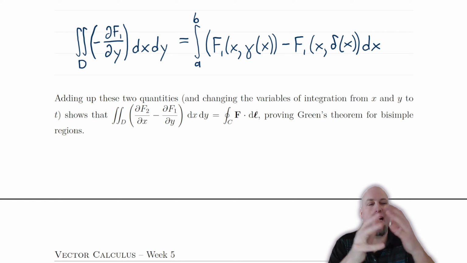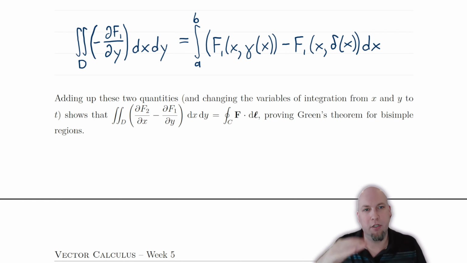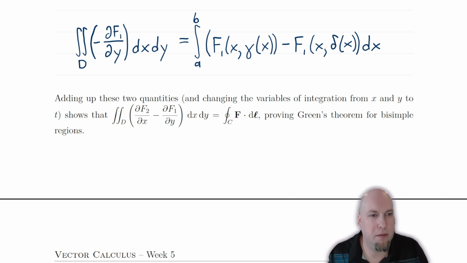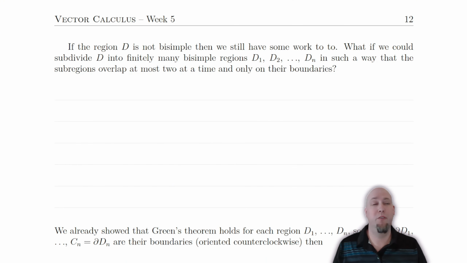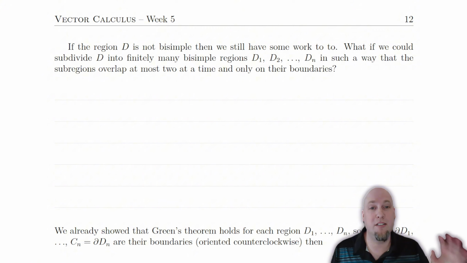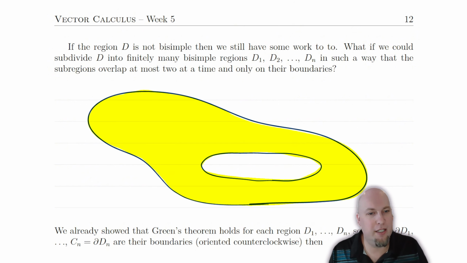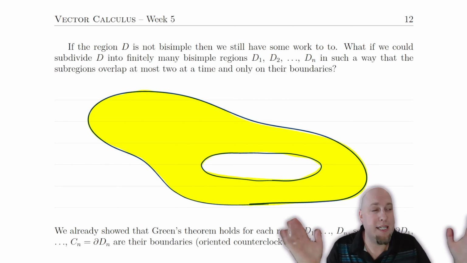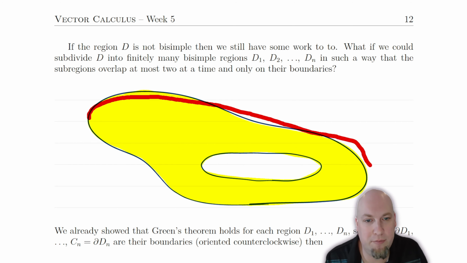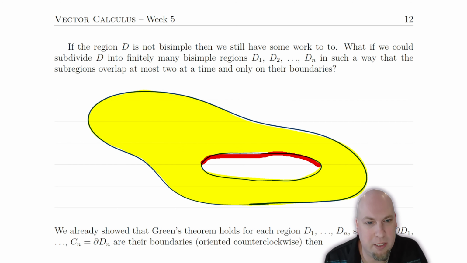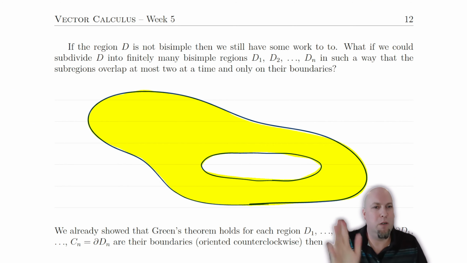Okay, regions that have these really nice descriptions in terms of bottom curves and top curves, and also left curves and right curves. What if your region's a little bit uglier? What if your region's not bisimple? So for example, what if you had a region that looks something like this? This is not bisimple, right? Because there's not a left curve and right curve or top curve and bottom curve. I mean, there's a top curve, but then, is this the bottom curve? And then there's another top curve and another, no. That's not what we mean by bisimple.